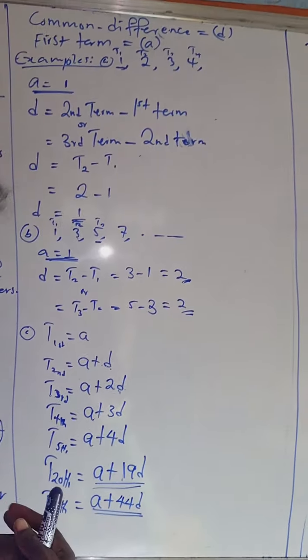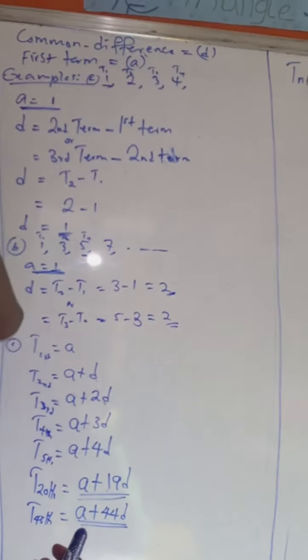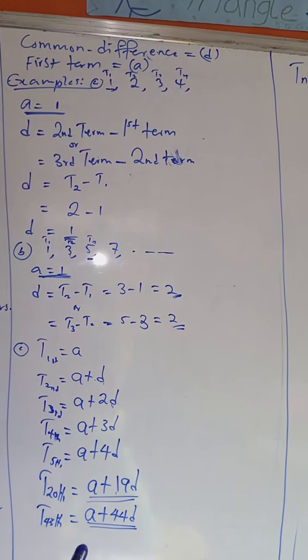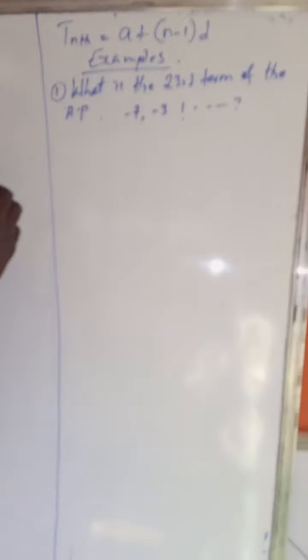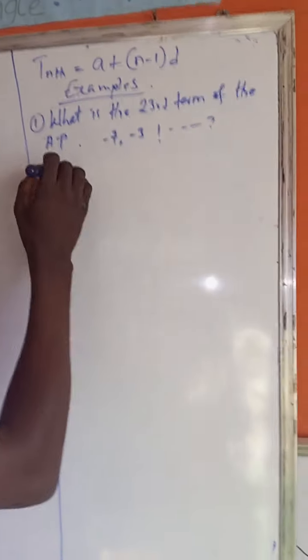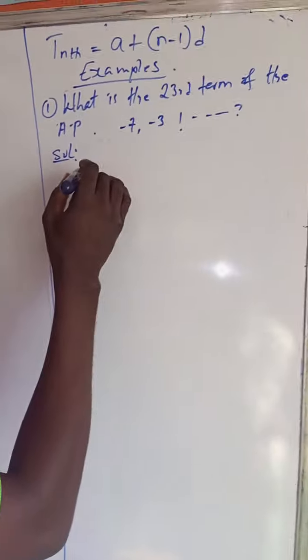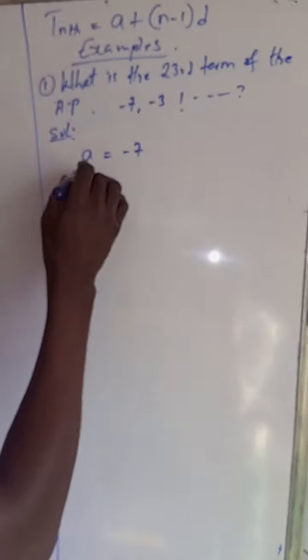Let us bring up an interesting question under it, since we have known this one, before we move forward to some other AP topics. Looking at this question, what is the 23rd term of the AP? Solution. First, we already know our first term to be minus 7. Now we look at our difference.